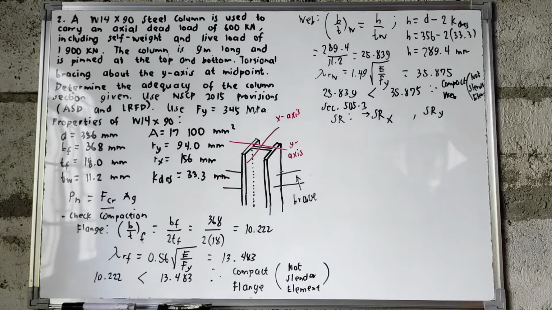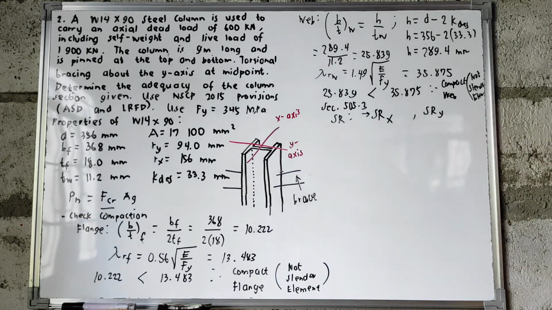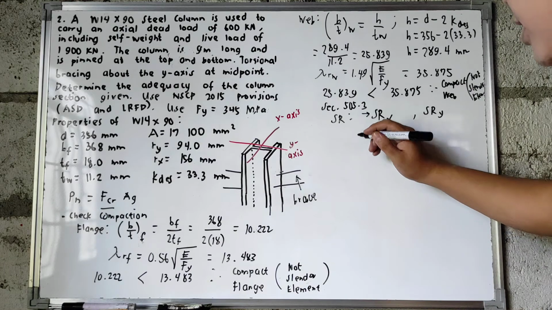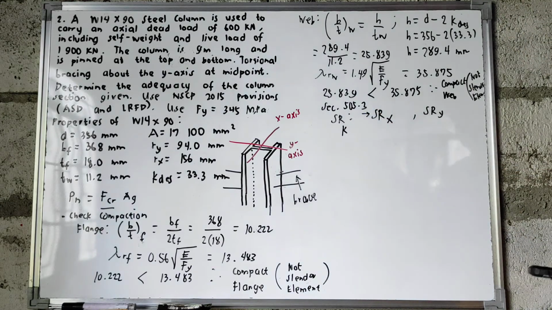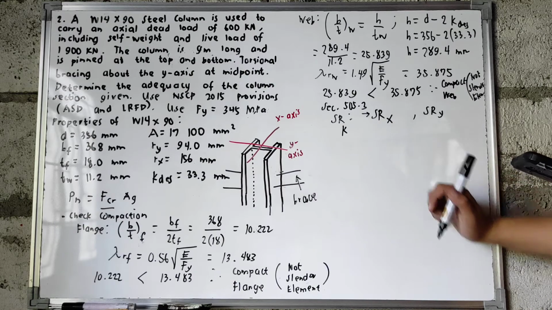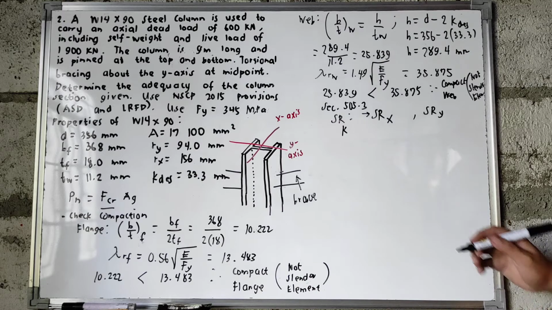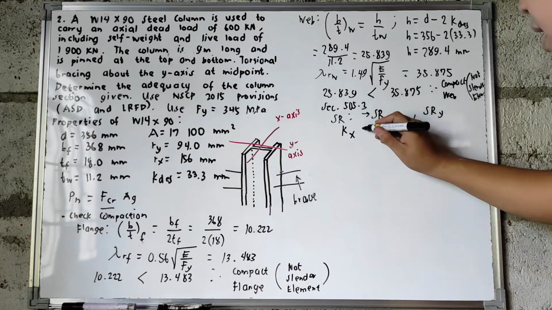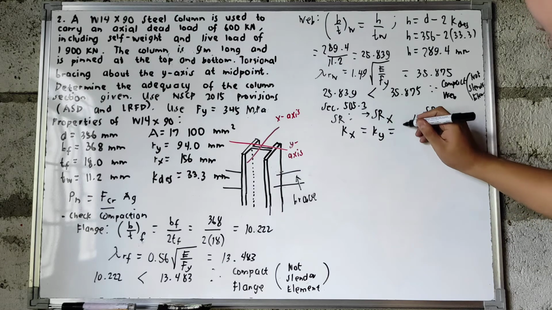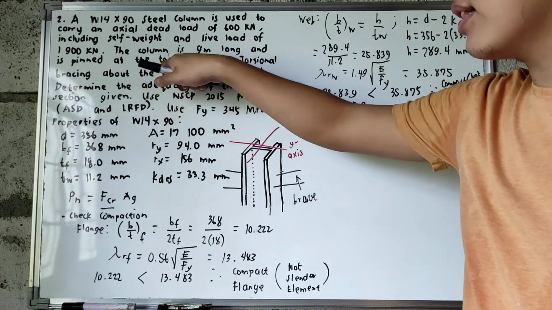For this one, yung value naman ng slenderness natin, that is KL over r. So yung gagamitin natin dito for our effective length factor natin, yung mga theoretical value. So we're going to use yung theoretical value ng K natin when we are talking about investigation problem. Therefore, kung ano yung value ng Kx natin, yun yung value ng Ky natin, which is equal to 1.0 kasi nga pinned at the top and bottom.